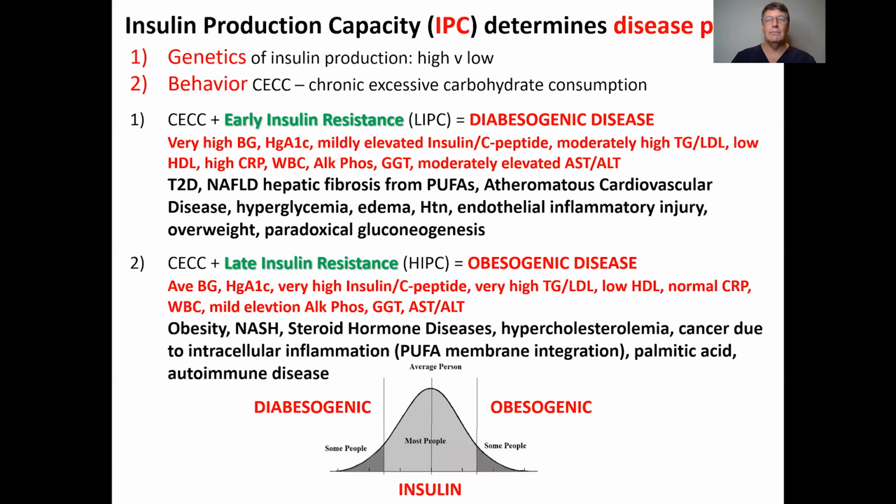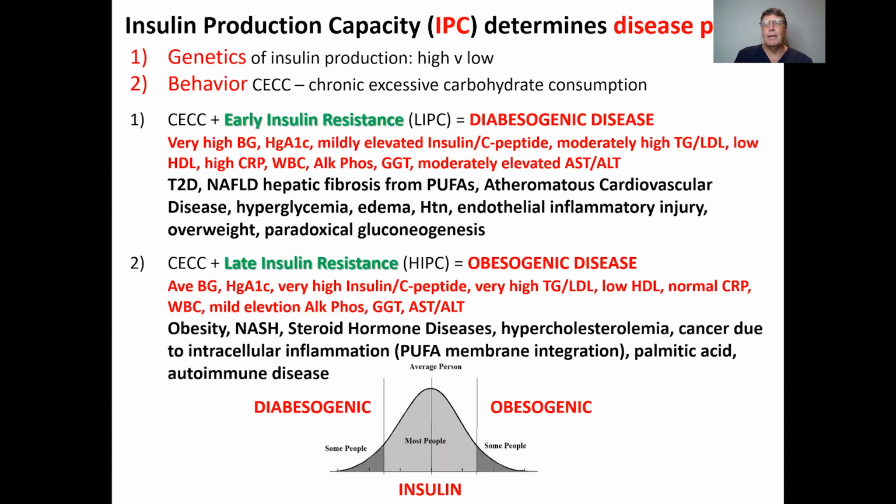You see hyperglycemia, you see massive edema, interstitial space edema, you see hypertension, we see endothelial inflammatory cells, we see some overweight, but not massive obesity, and we see paradoxical gluconeogenesis.